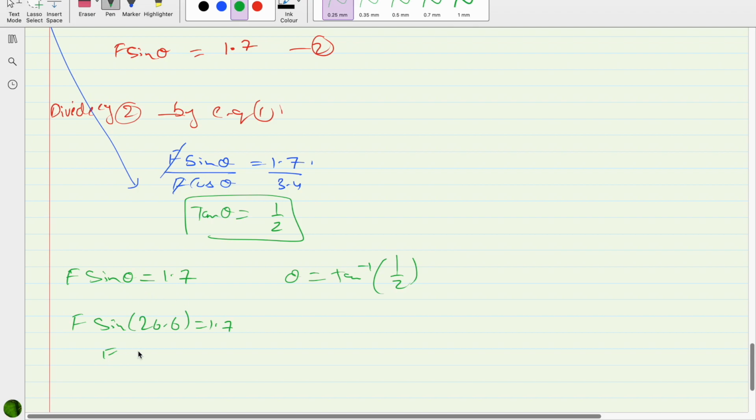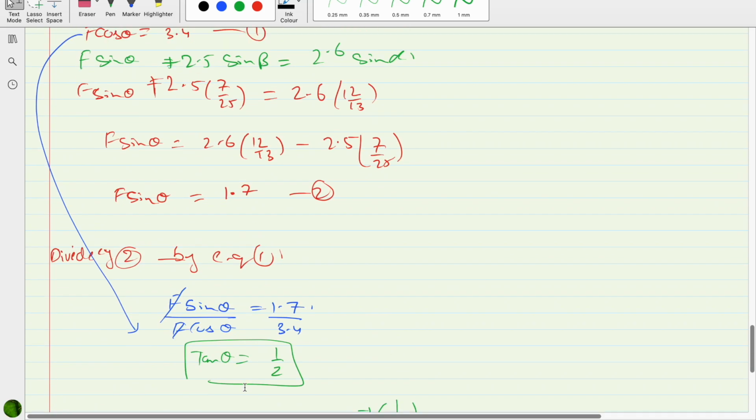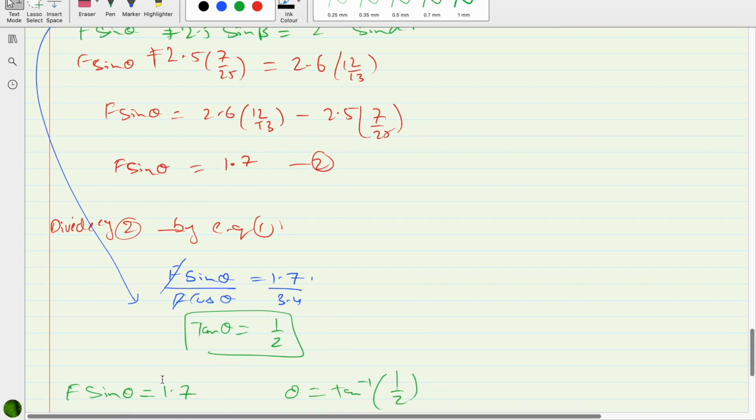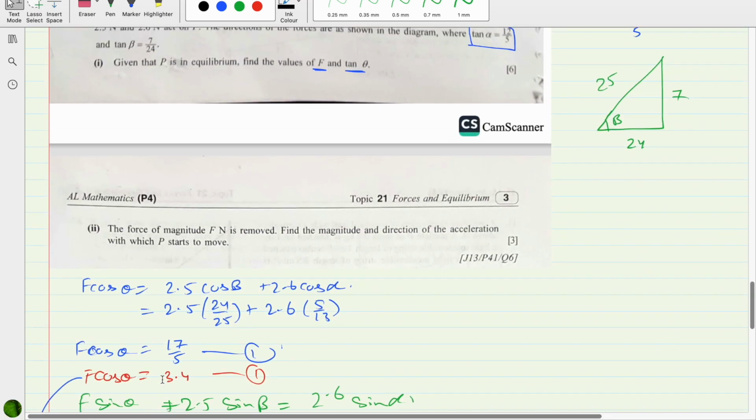And F comes out to be 3.8 newtons. Second part of the question, the force of magnitude F is removed. Find the magnitude and direction of the acceleration with which P starts to move. So when F is removed, force F, we can see, was 3.8 newtons.